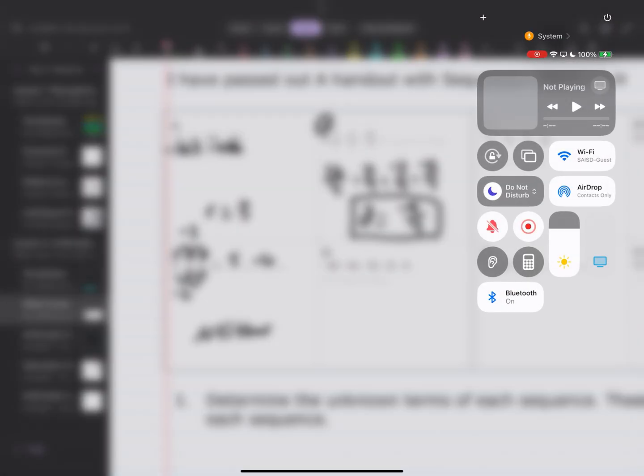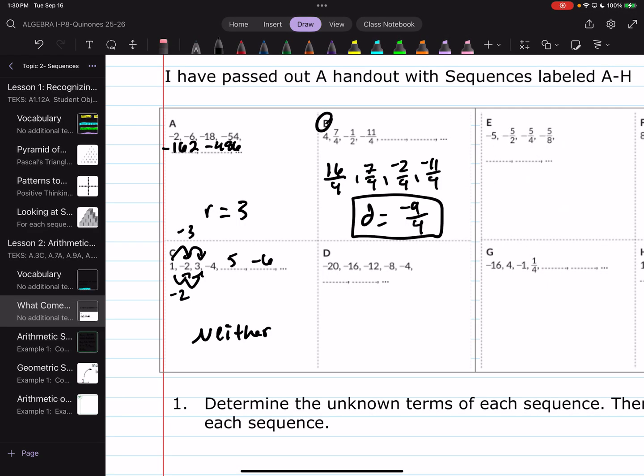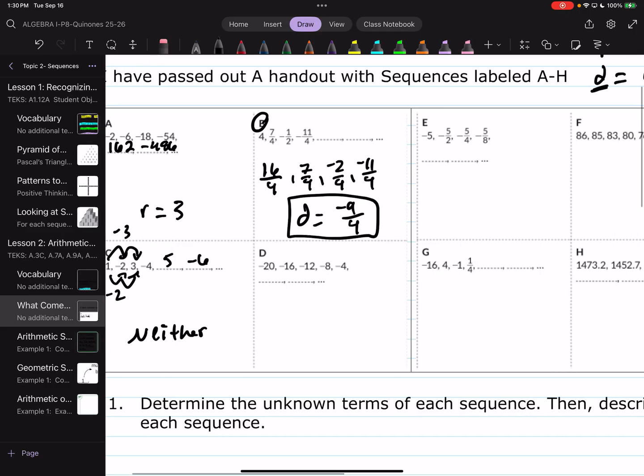Even though it's not following an arithmetic or a geometric sequence, it is still important that I can see some type of pattern, even though we're not going to use it. Hold up, let me make sure that my mic is on. Yep. Okay, let's talk about letter D.